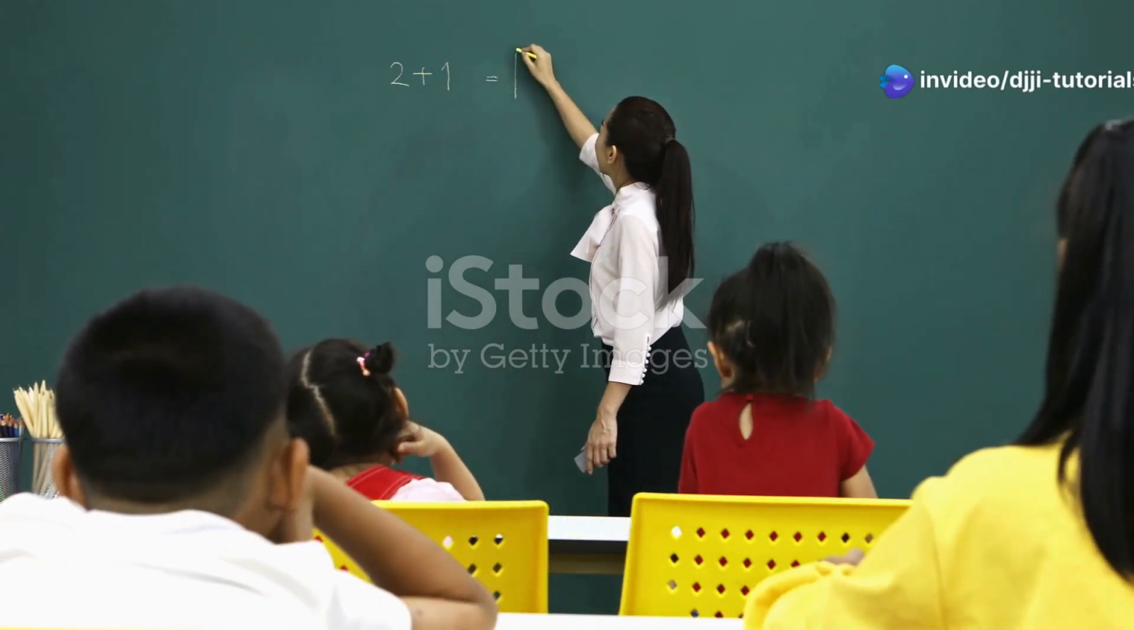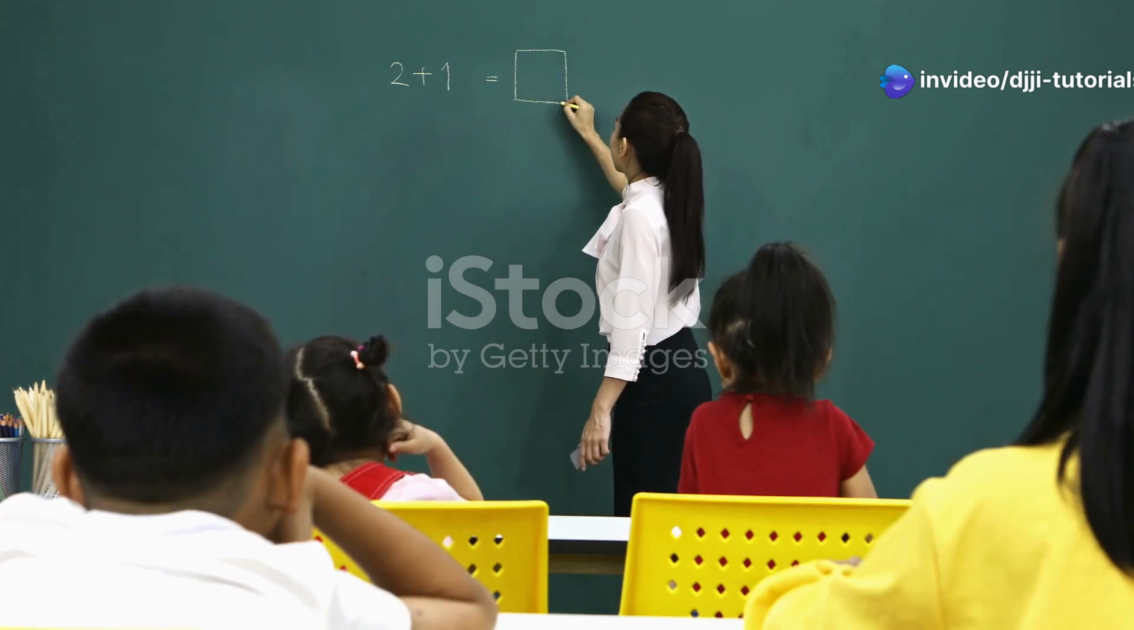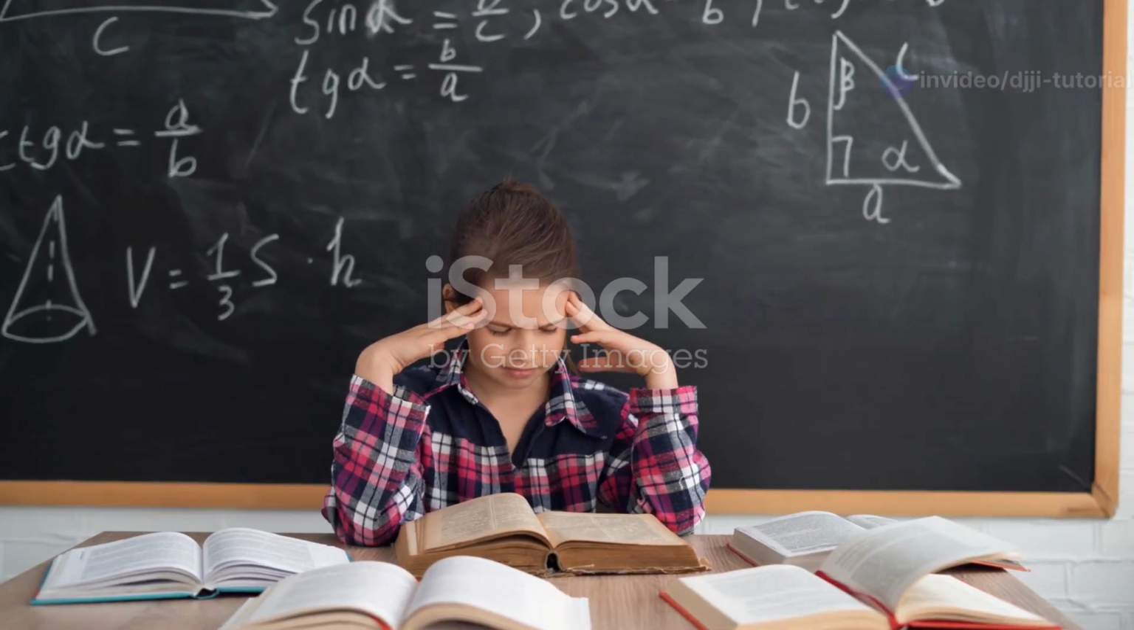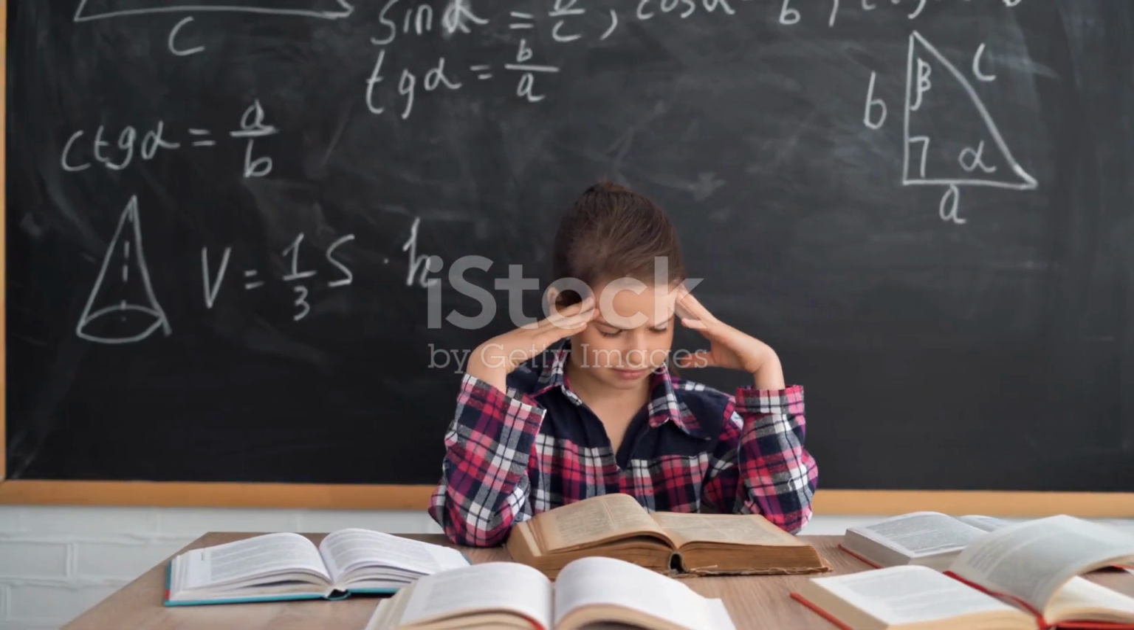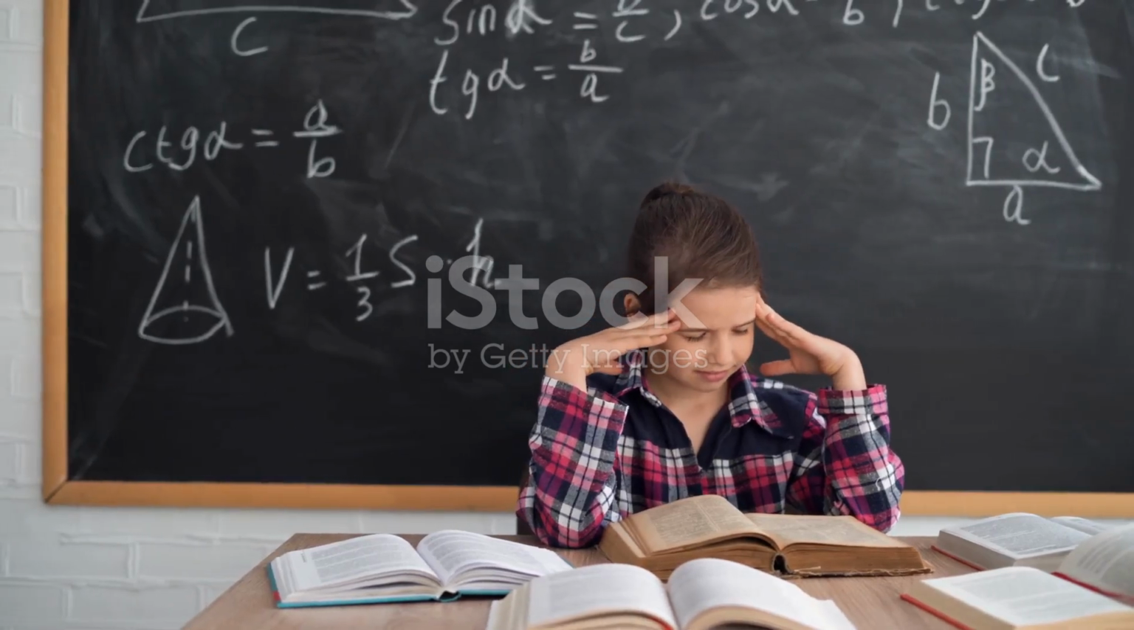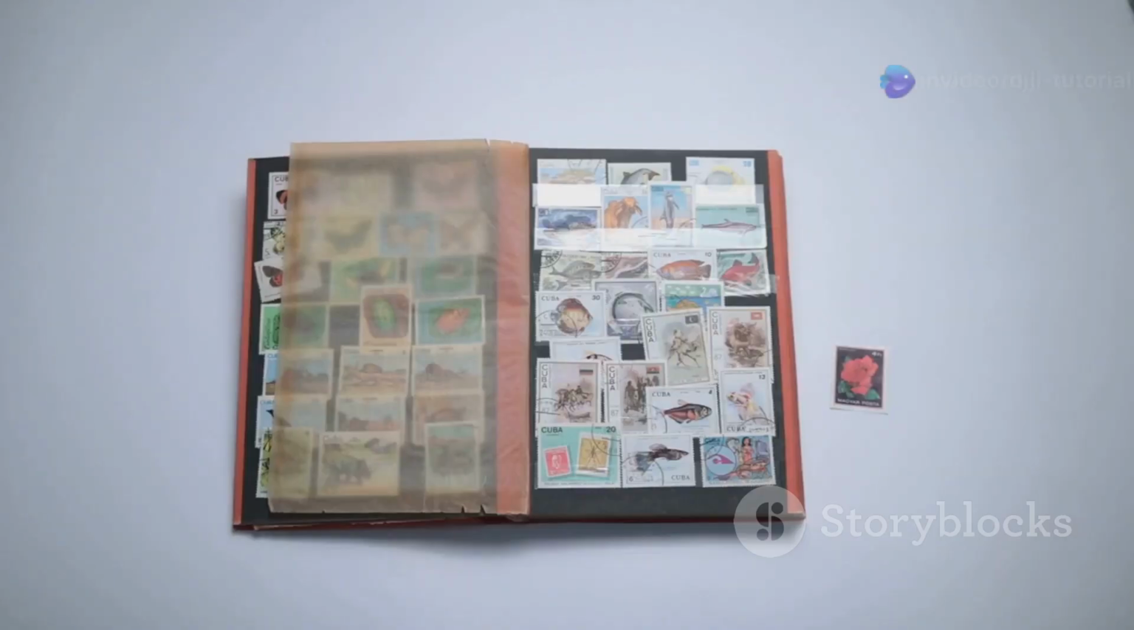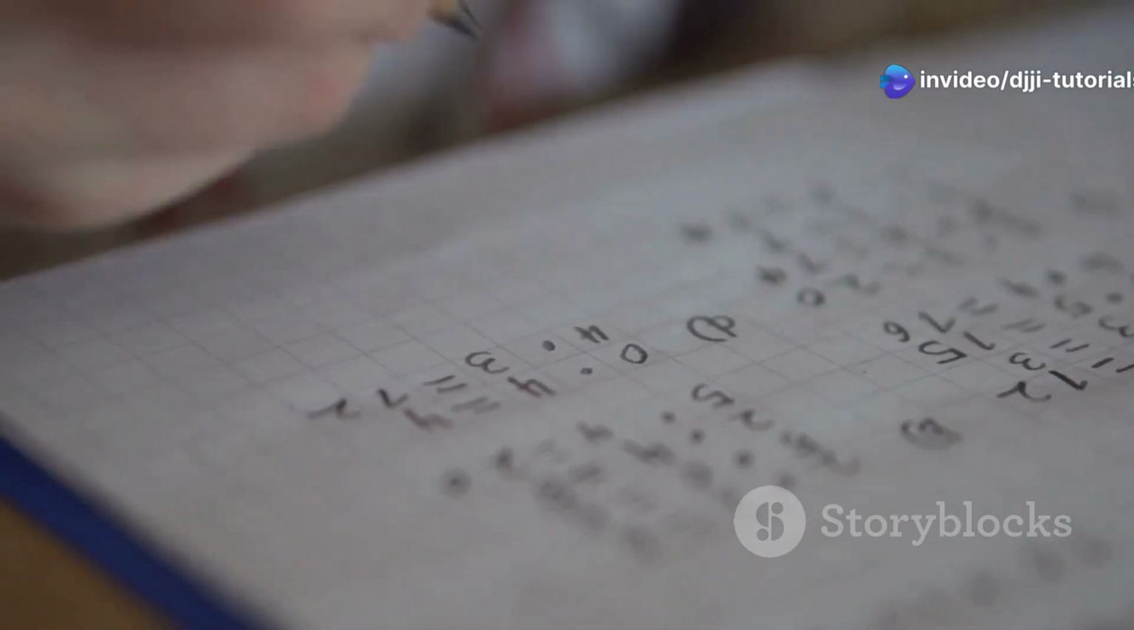Section 5. Practice problems, testing your knowledge. Now it's time to put your ratio and proportion skills to the test with these practice problems. 1. Stamp collection. A stamp collector has 30 US stamps and 20 foreign stamps. What is the ratio of US stamps to foreign stamps?